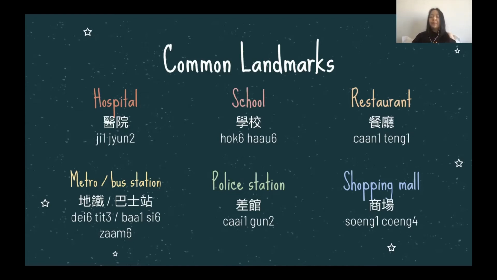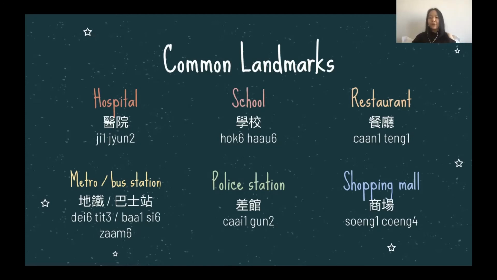So the fifth one, which is police station, is 差館. 差館. That is mostly a more slangish way of saying police station. Sometimes people say 警察局 or 警察處. But most of the time, if you want to sound like a local, we say 差館, 差館.